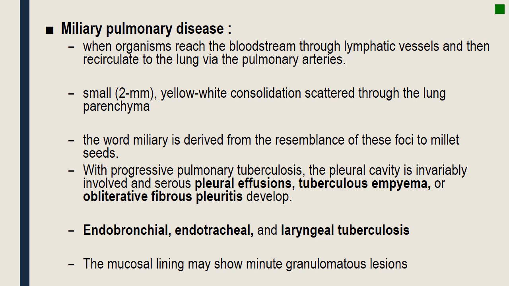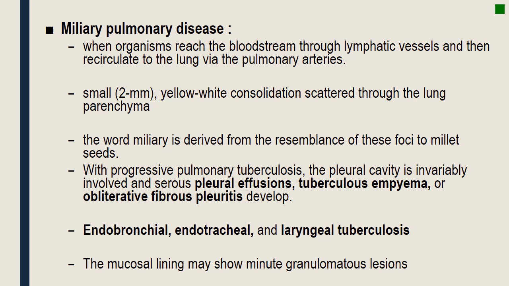Miliary pulmonary disease occurs when organisms reach the bloodstream through lymphatic vessels and then recirculate to the lung via the pulmonary arteries. The lesions are small with foci of yellow-white consolidation scattered through the lung parenchyma. It's called miliary due to the resemblance of these foci to the millet seeds.